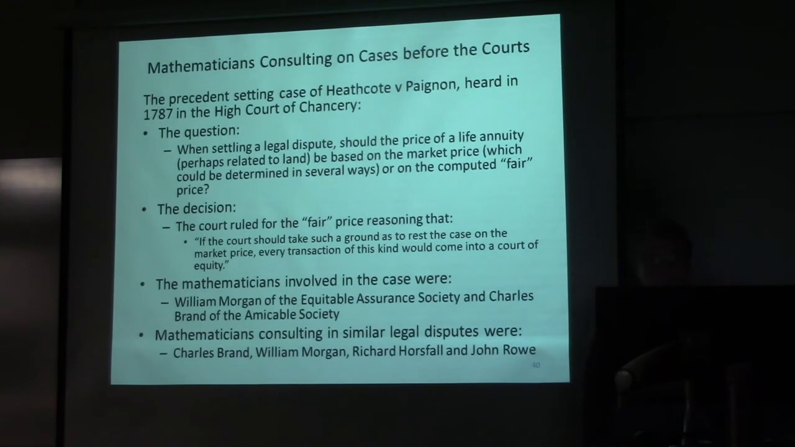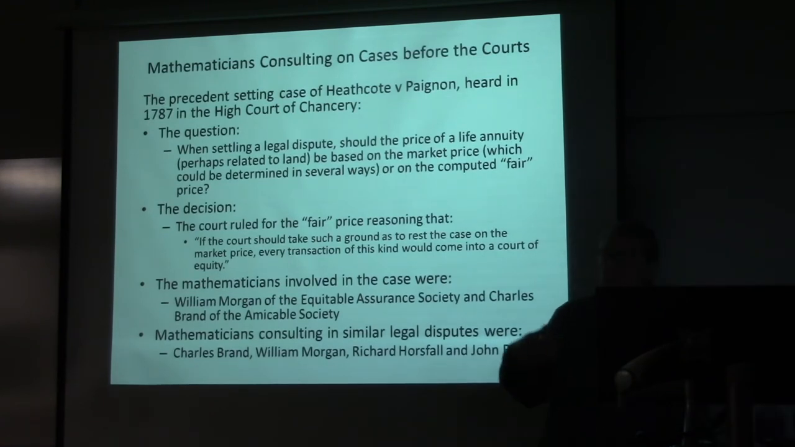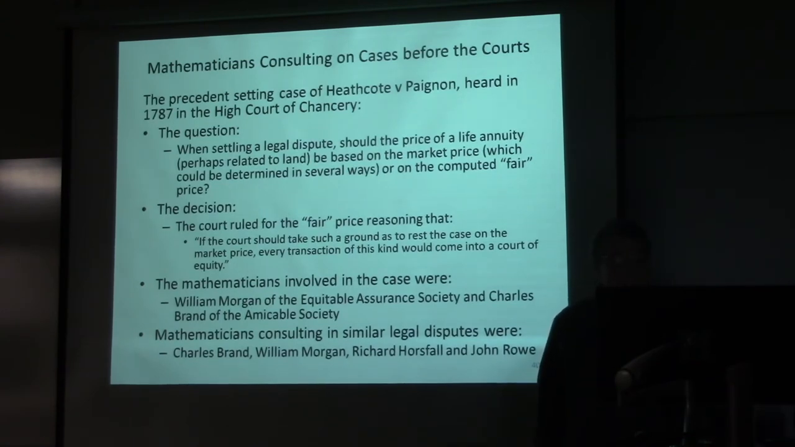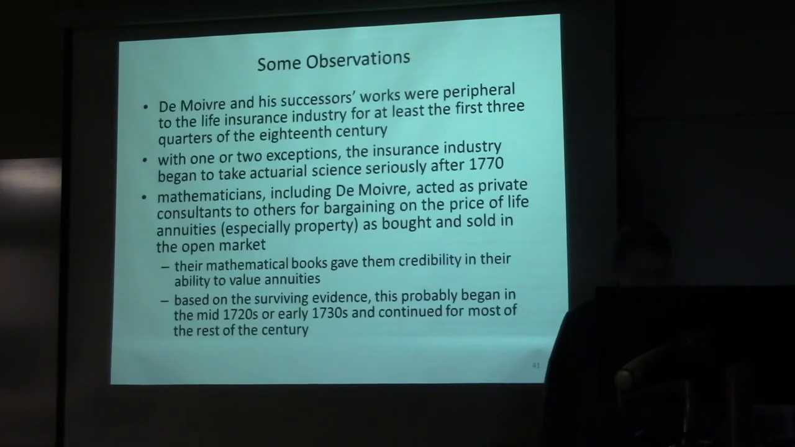And if the court should take such a ground as to rest the case on the market price, then every transaction would come before the court, and they'd have to have a lawsuit for every one of these cases. Now they have a general method to evaluate these properties. William Morgan was one of the people involved in the case, and another guy from the Amicable Society, the actuary for that society, was also involved. There were also similar disputes with the same result.